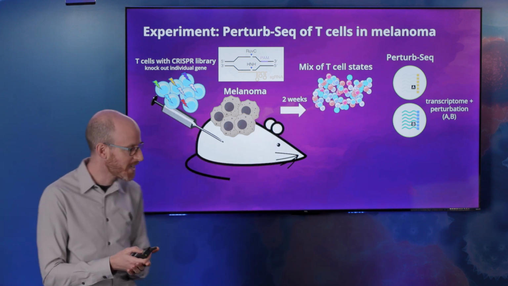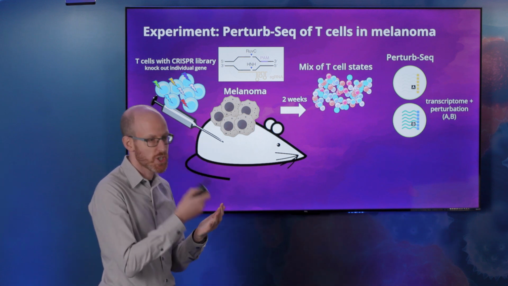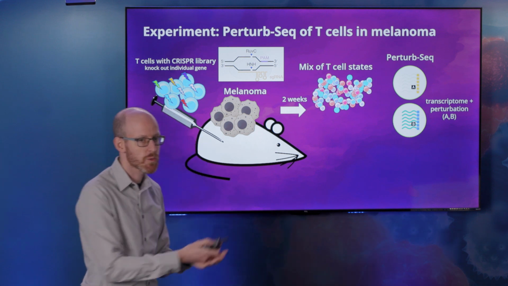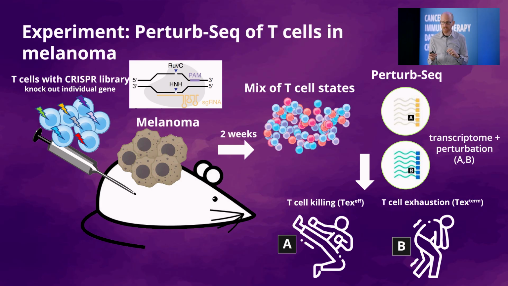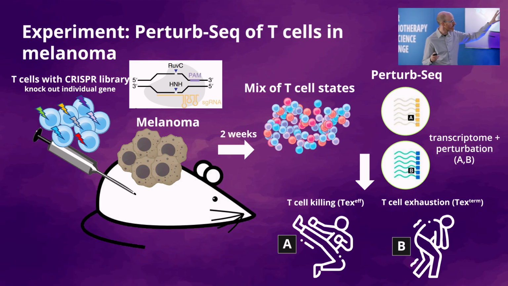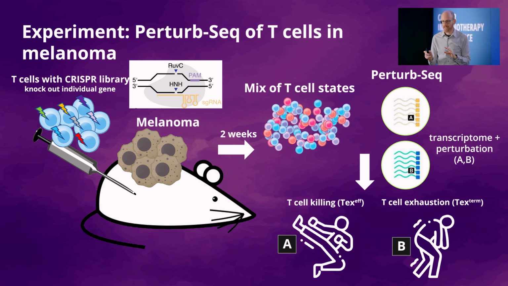And the outcome of the Perturb-seq experiment is we have single cells, and for every single cell, we know what genetic perturbation that cell received, as well as the resulting gene expression in that same single cell. And so when we analyze the gene expression for those single cells, we might find that perturbation A was associated with T cell killing, so the effector T cell state, and perturbation B might have been associated with the exhausted T cell state. So that's the experiment that was done, and this is what you're going to be working with in the Data Science Challenge.